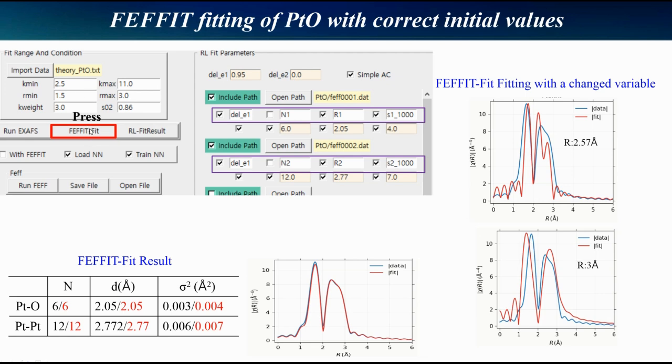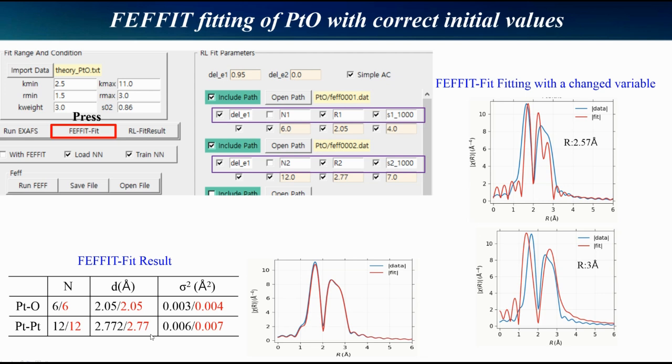We already know the answer, shown as red values in the table. This is the answer values, right? Considering truncated ranges, the result obtained from FEFFIT agrees with the answer result.